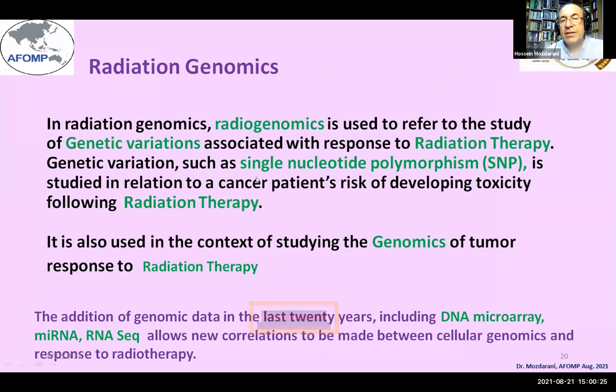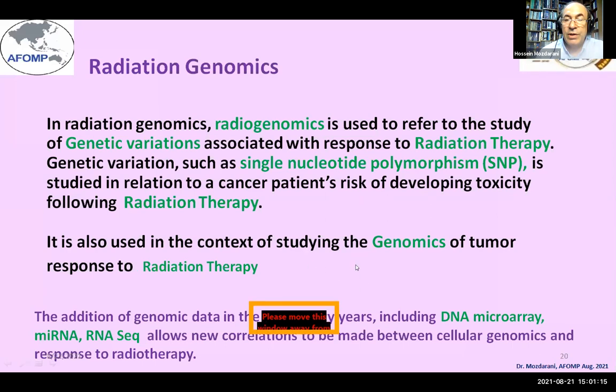Genetic variation such as single nucleotide polymorphism, SNP, is studied in relation to a cancer patient's risk of developing toxicity following radiation therapy. Lots of experimental and bioinformatic work has been done on SNP to find out how normal tissue toxicity will be induced or could be predicted after radiation therapy in normal tissue. It is also used in the context of studying the genomics of tumor response to radiation therapy.